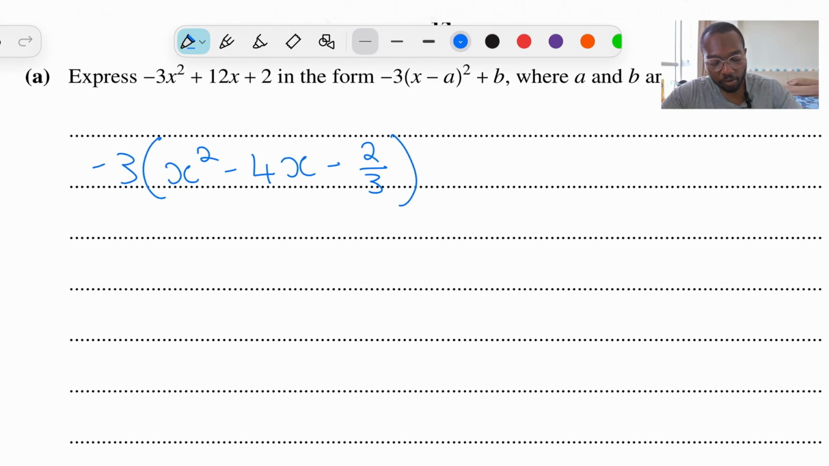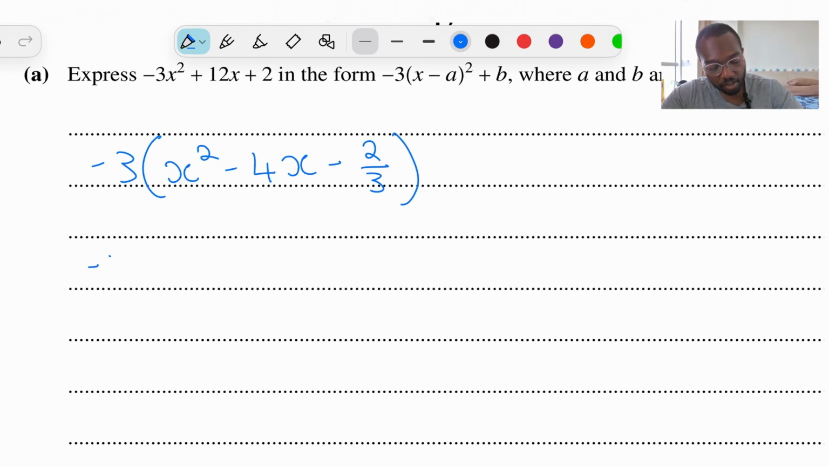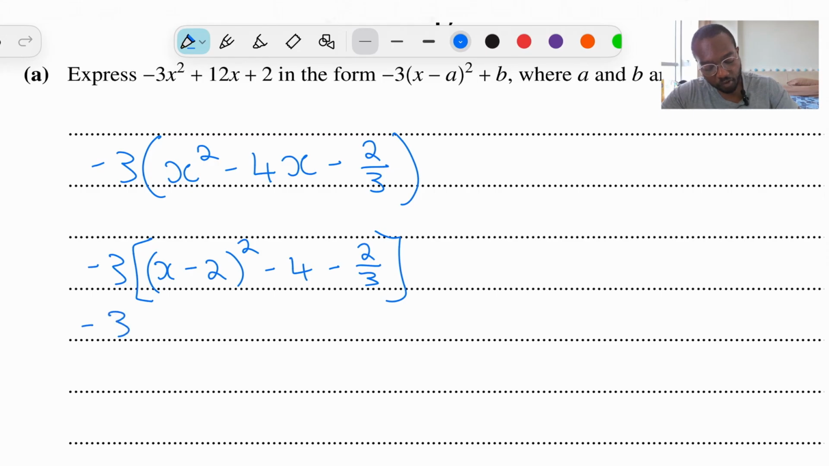And now we need to complete the square on this. So that will be minus 3, and I'll use these brackets here. That would be (x minus 2) squared, and then we have to minus 4 from that. And we also have that minus 2 over 3. So in brackets, (x minus 2) squared, minus 4 minus 2 over 3. What is that? Well, if you write minus 4 as a fraction, that would be minus 12 over 3. So it's minus 12 over 3 minus 2 over 3. That would give me minus 14 over 3.